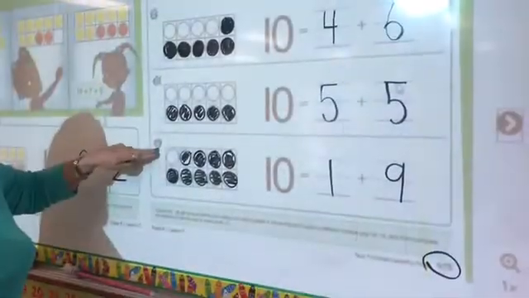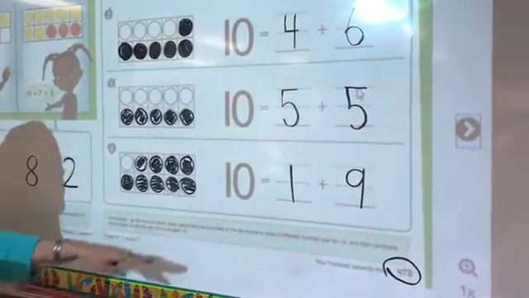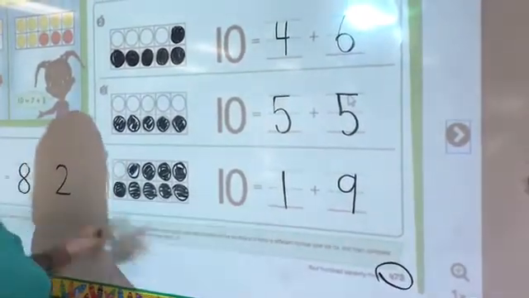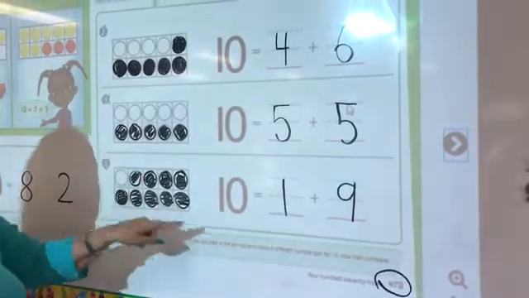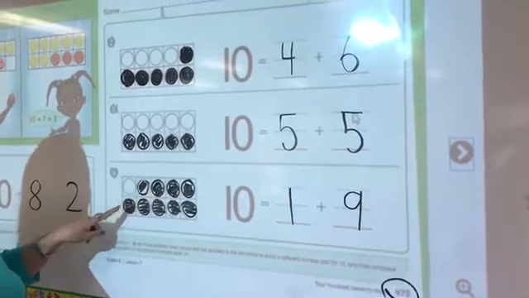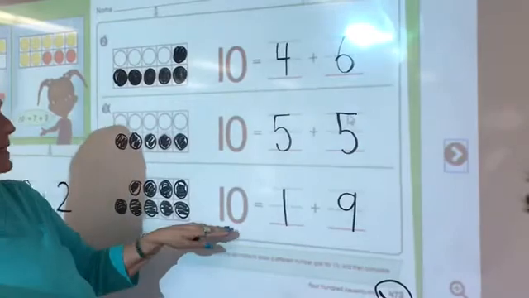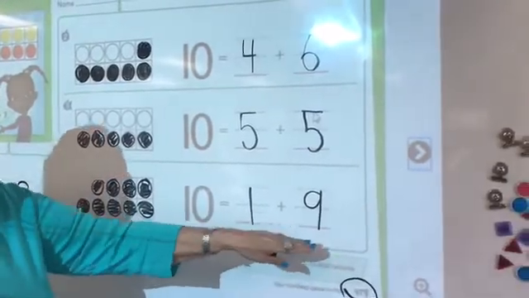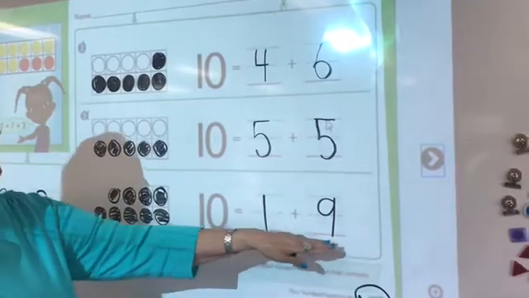All right, for the last one, number 4 with the heart, we have our equation and it says 10 equals, let's see what we have. 1, and here's our numeral 1, and then it says 9. Let's see if we have 9. 1, 2, 3, 4, 5, 6, 7, 8, 9. Let's read our equation together. 10 equals 1 plus 9. Your turn. 10 equals 1 plus 9. Good job, Husky Pups.